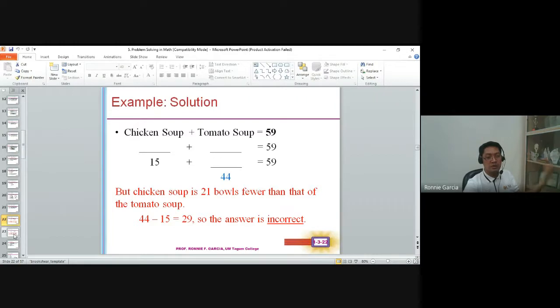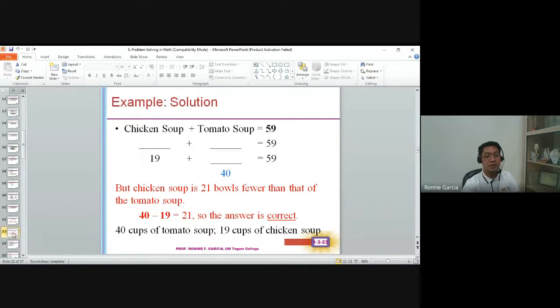So you can continue making combinations of numbers nga ang result 59 pero dapat kung i-minus nimo siya 21 ang result. So kung imuhang i-combine ang 19 ug 40, 19 ka chicken soup, 40 ka tomato soup nga i-add nimo, 59 ang result, diba? So na-satisfy niya ang 59 bowls all in all. Kung imo pong i-minus ang 40 ug 19, 21. So mas gamay og 21 ang 19 as compared to 40. So kani siya actually ang mo satisfy.